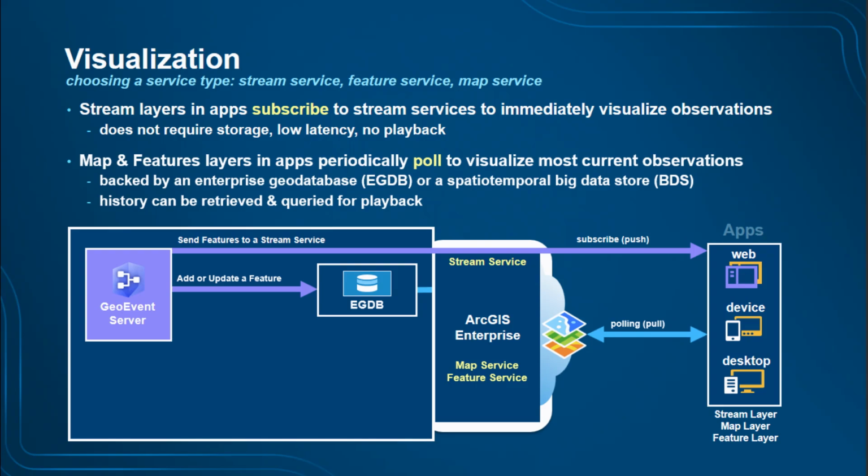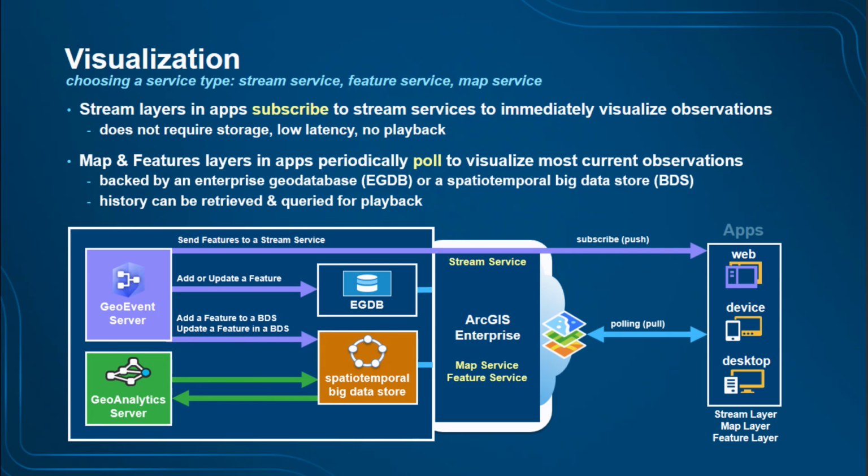The other method that we use is our traditional map and feature services, when they're backed with something like an enterprise geodatabase or the spatial temporal big data store. We can then do the pull, where we pull for your data every second or every couple of seconds to get your latest observational view on your client apps. One advantage of that is now you can retrieve your data and do analysis on it. You're storing that, versus the stream layer, where you're not storing your history of that observational data.